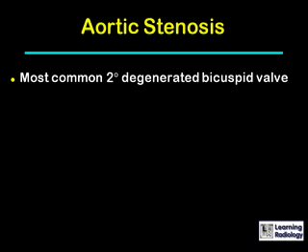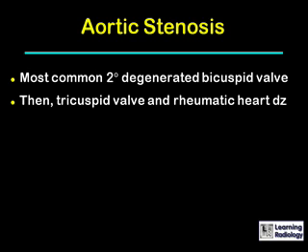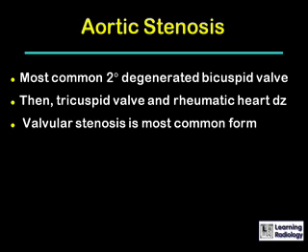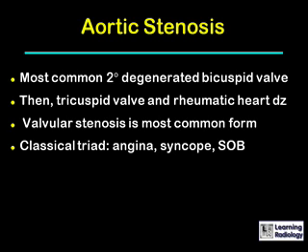Aortic stenosis most commonly is secondary to a degenerated bicuspid aortic valve. Secondly, it may be due to degeneration of a tricuspid valve later in life or rheumatic heart disease. Valvular stenosis is the most common location for aortic stenosis. The classical clinical triad is angina, syncope, and shortness of breath.